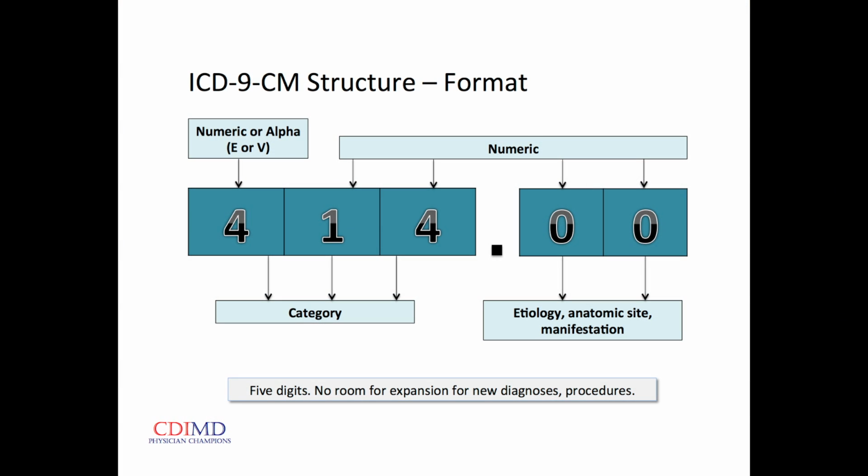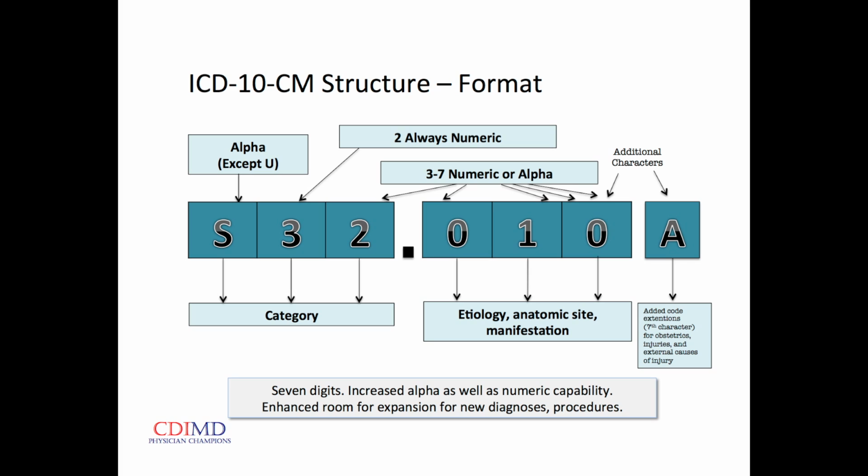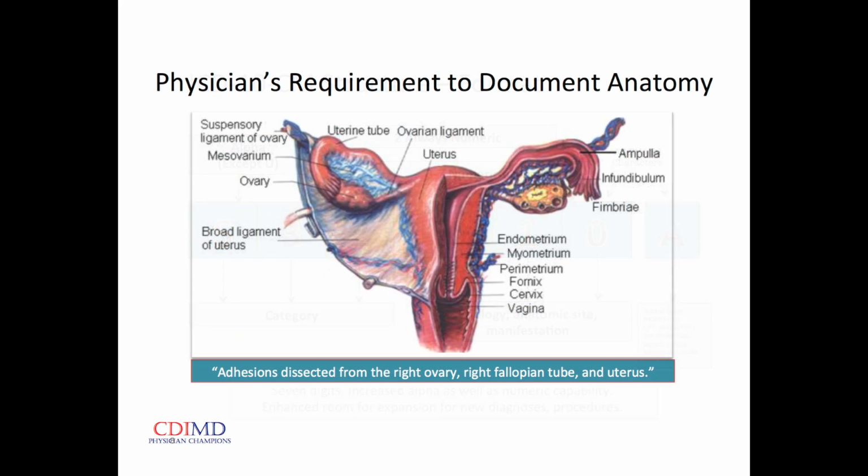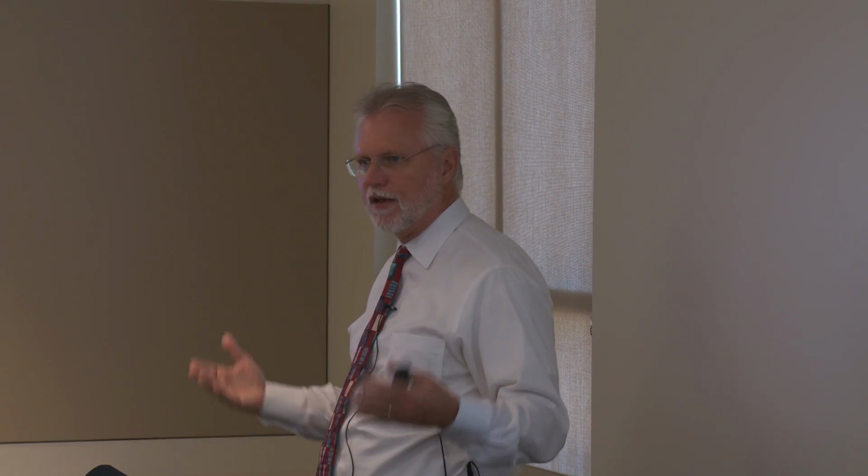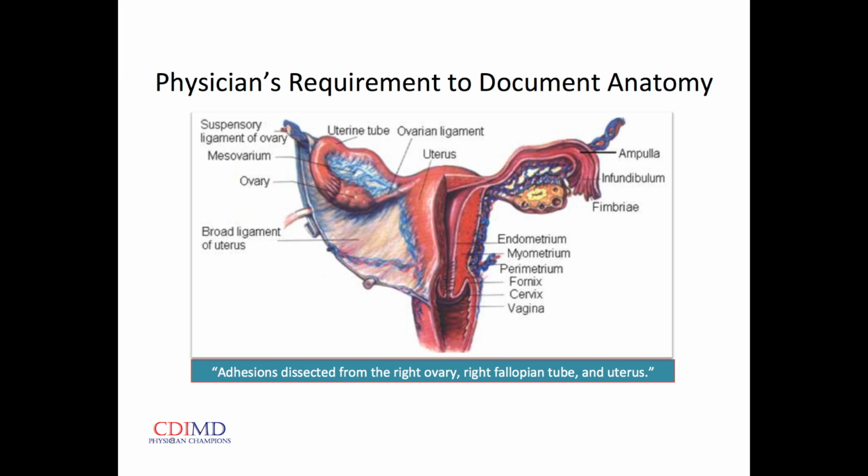So this is the ICD-9 code structure, 5 digits. In ICD-10 we're going to 7 digits, much more room for expansion, and the procedure codes are expanded dramatically as well. And this is an example when we're lysing adhesions. There are codes available for every body part that we are freeing from adhesions. So left and right, of course, fallopian tube, ovary, uterus, there are codes for each of those.